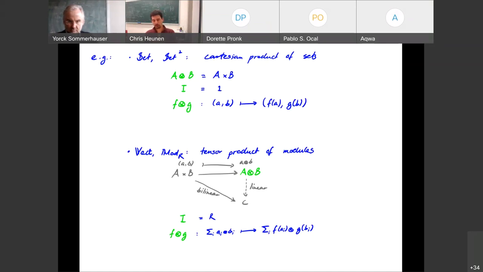But you have other examples of monoidal categories. For example, the categories of vector spaces and modules over a ring. You can take the tensor product of modules. So this is something you've hopefully all seen before.